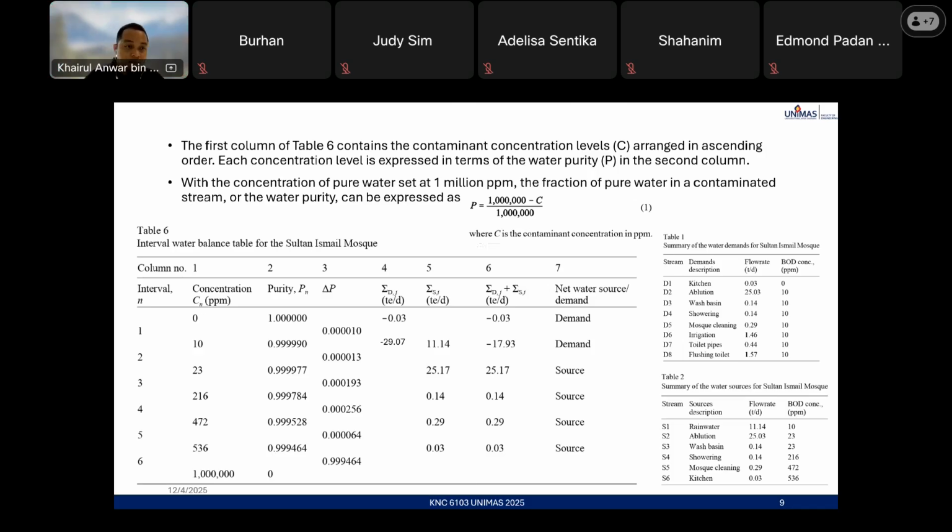The first column of Table 6, column number 1, contains the contaminant concentration level C in ascending order, from lowest to highest. Each concentration level is expressed in terms of the water purity P in the second column, with the concentration of pure water set at 1 million ppm. The fraction of pure water in the contaminated stream, or the water purity, can be expressed as P equals (1 million minus C) over 1 million, where C is the contaminant concentration in ppm.